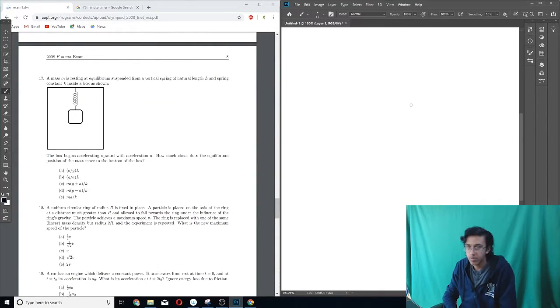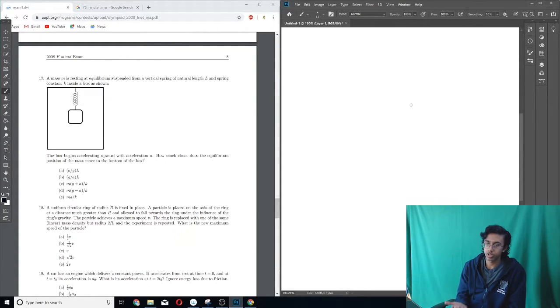A mass M is resting at equilibrium suspended from a vertical spring of natural length L and spring constant K inside the box as shown. So the box starts accelerating upward with acceleration A. How much closer does the equilibrium position of the mass move to the bottom of the box?